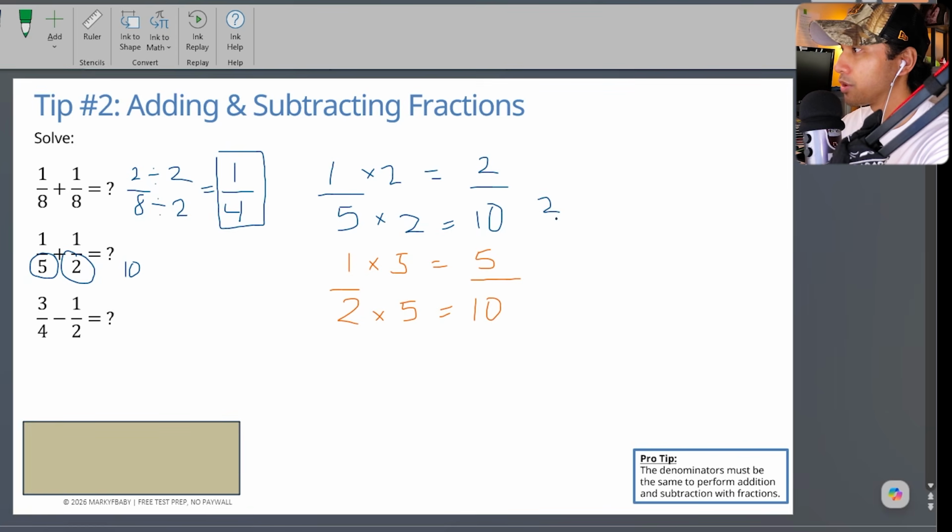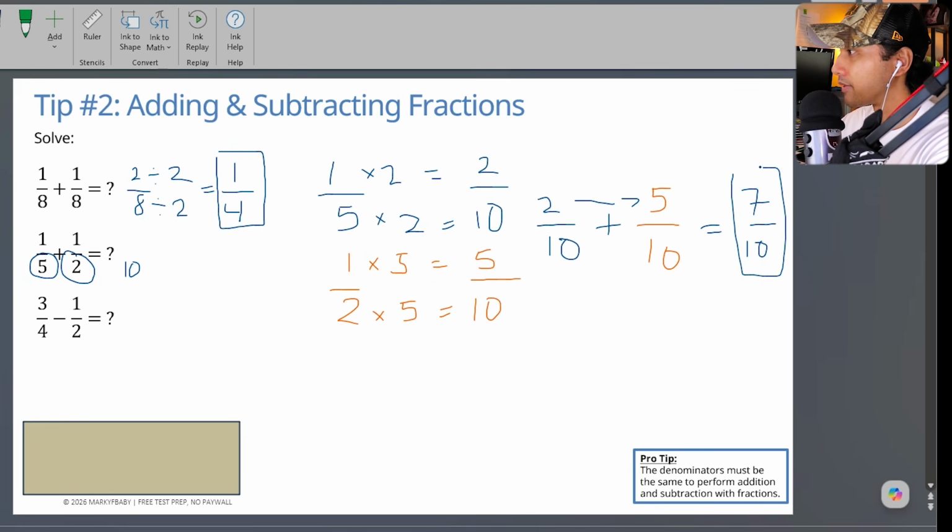We go 2/10 plus 5/10. What does that equal? We just add across right here. 2 plus 5 is 7. And then the denominator stays the same with adding and subtracting fractions. And this is our answer, 7/10.